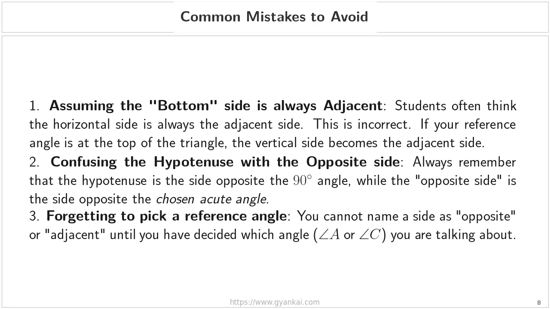Finally, the most important rule is, do not forget to pick a reference angle first. You cannot accurately name a side as opposite or adjacent in a vacuum. Before you start labeling any sides, you must decide whether you are focusing on angle A or angle C. Without that decision, the terms opposite and adjacent simply have no meaning. Once you avoid these mistakes, you will be perfectly prepared to move on to our final summary of the key takeaways. Key takeaways.